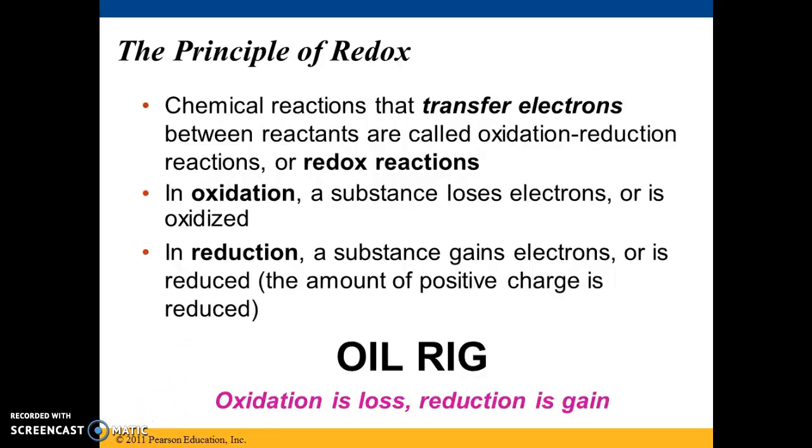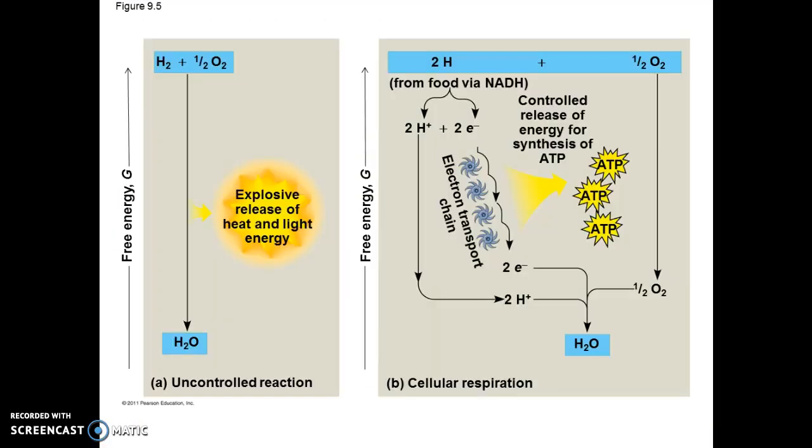We also need to keep in mind OIL RIG, that oxidation is loss and reduction is gain, and we're still focused on redox reactions because throughout cellular respiration, we're going to see electrons being transferred. When it comes to this electron transfer, it's really important that we see electrons moving in small steps, and we see a gradual transfer. What this does is maximize a controlled release of energy so that ATP can be synthesized.